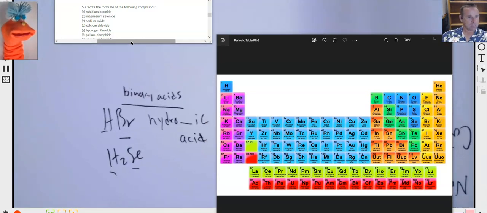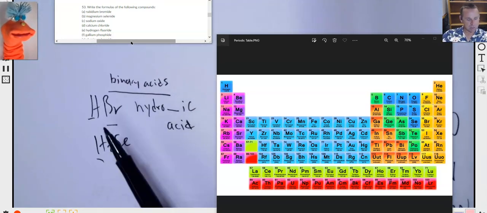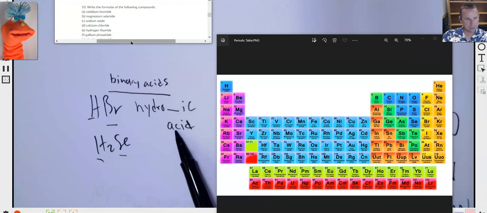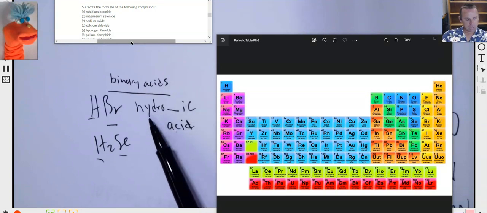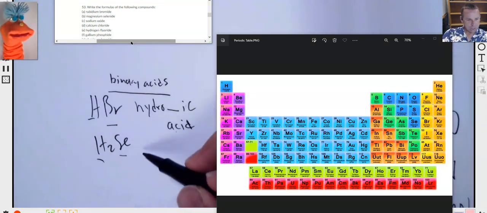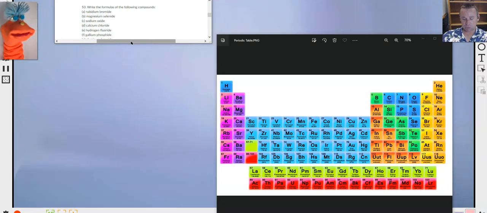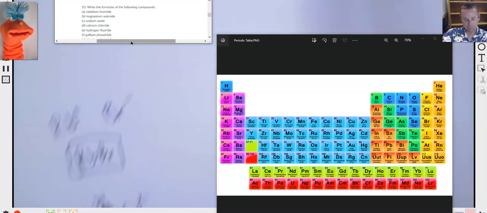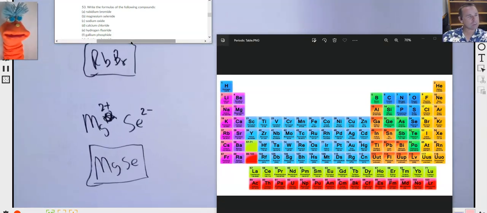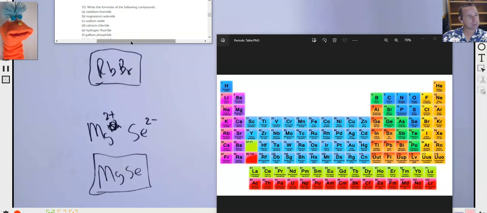Binary acid follows this pattern of hydro-blank-ic acid. So hydrofluoric? That's right, hydrofluoric. HF, hydrofluoric acid. These are just binary acids, so don't get confused with that. Okay, very good. So hydrogen fluoride is HF, that's E.